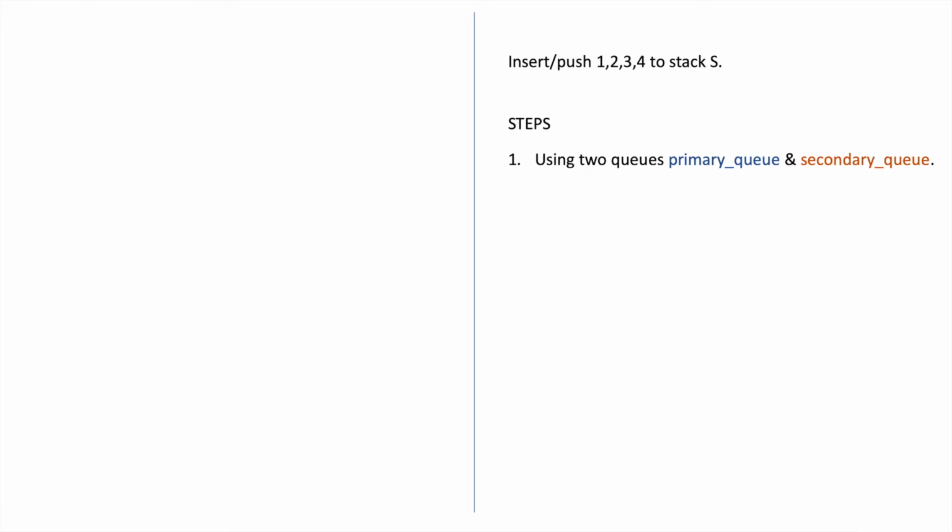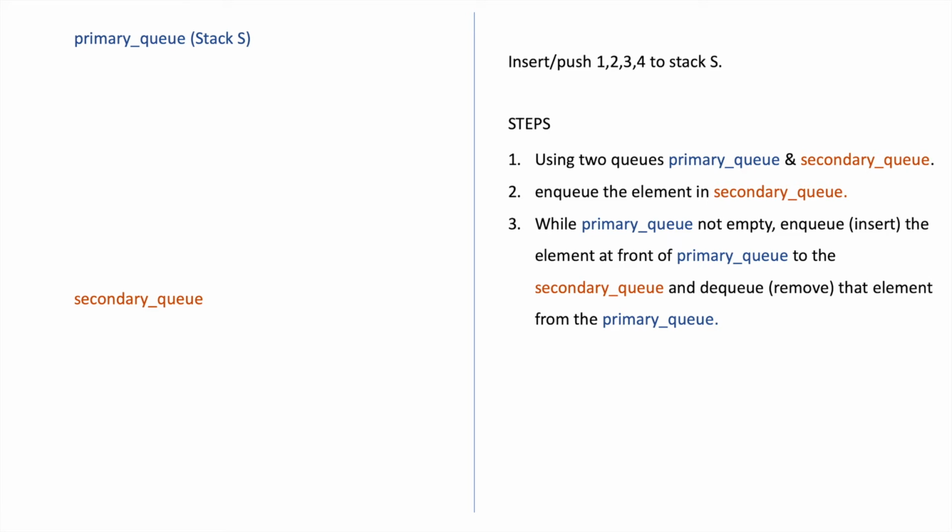So let's see how we will implement the push functionality in the queue data structure. For that, let's take an example. Say we have to insert the elements 1, 2, 3 and 4 to a stack S, which we will represent using queue. For that, we will take two queues, one primary queue and one secondary queue, where the primary queue will be our stack S, and we will use the secondary queue to achieve the push functionality of a stack. So if we have to insert any element, firstly we will enqueue the element in secondary queue, and while the primary queue is not empty, we will insert the element at the front of the primary queue to the secondary queue, and we will remove that element from the primary queue. Finally, we will swap the primary queue with the secondary queue.